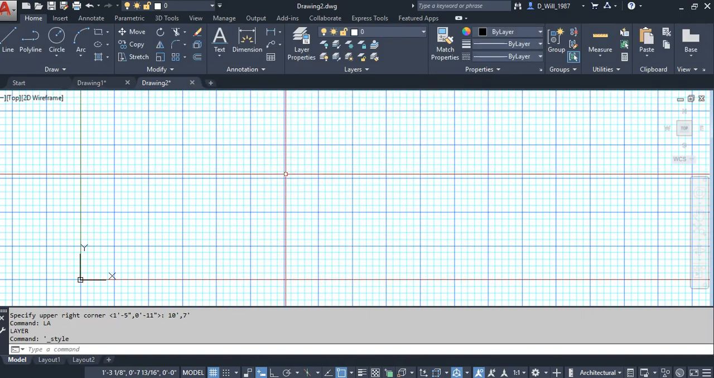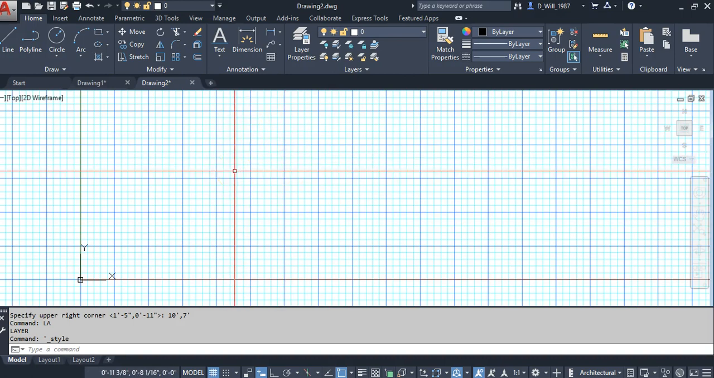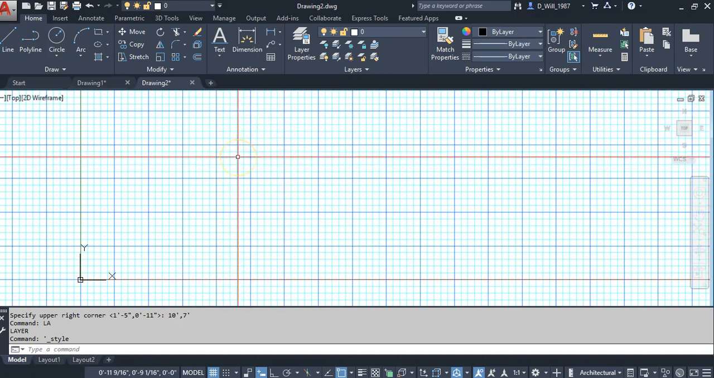And then once those 4 steps are complete, well, then you can start drawing. So for us, the order would be units, limits, layers, text styles, and then get to work.